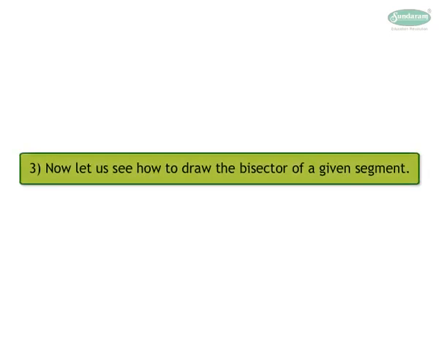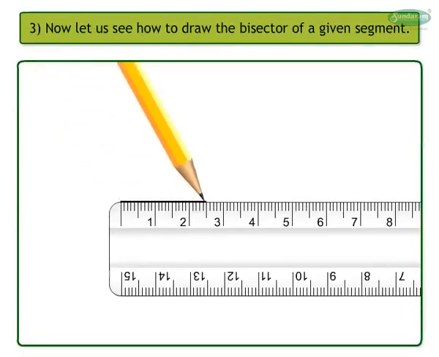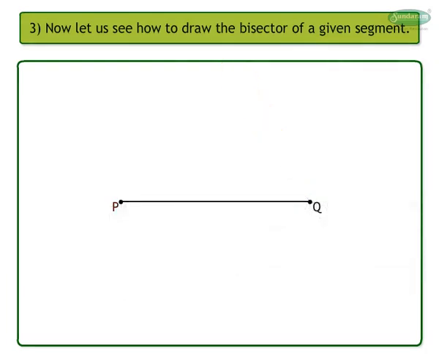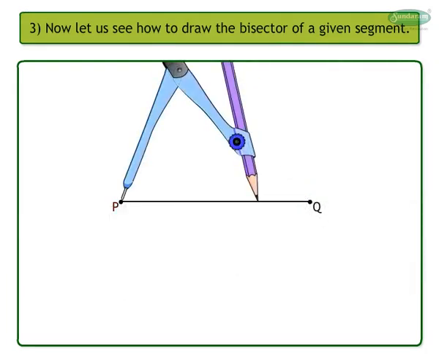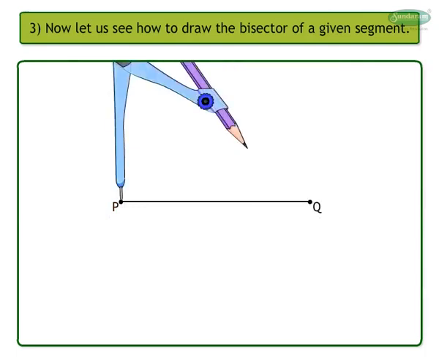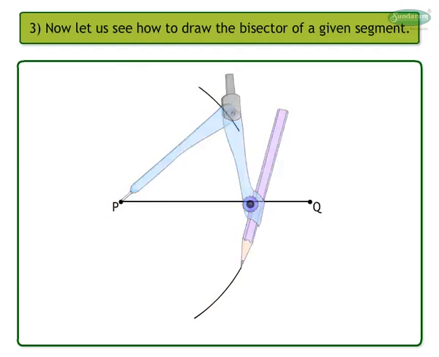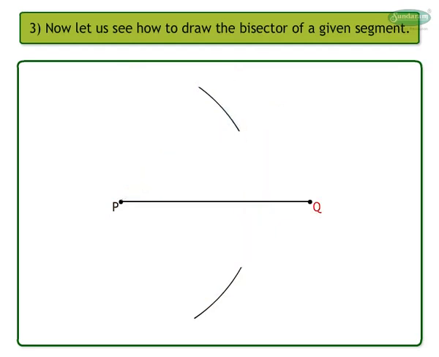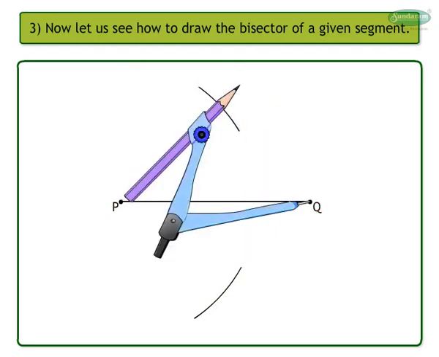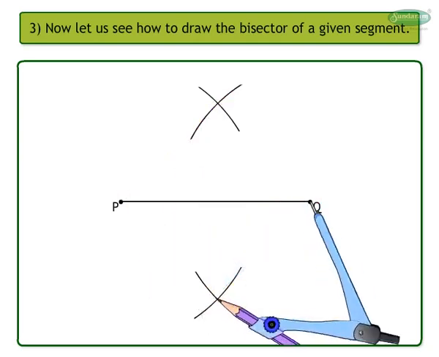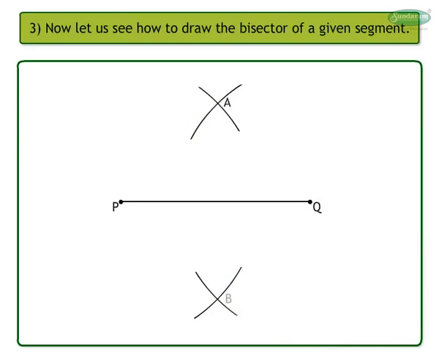3. Now let us see how to draw the bisector of a given segment. PQ is the given segment. Now take point P as center and with more than half length of segment PQ, draw 2 arcs above and below the segment PQ. Now take point Q as center and with same radius, draw 2 arcs intersecting the previous arcs at points A and B.